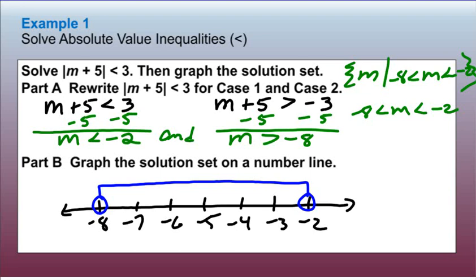That would work. And just to verify that that would be correct, I pick a number that's in between the two. So maybe I use negative 5. If I put negative 5 in for m, negative 5 plus 5 is 0. The absolute value of 0 is 0. 0 is less than 3. If I chose a number bigger than negative 2, let's say I chose 1. I put 1 in there, 1 plus 5 is 6. The absolute value of 6 is 6. 6 is not less than 3. So I know it has to be in between here, and my graph is correct.